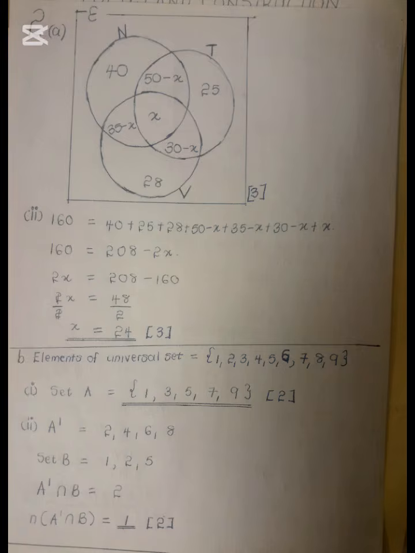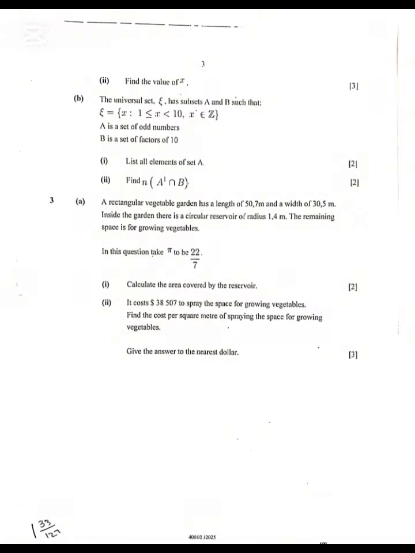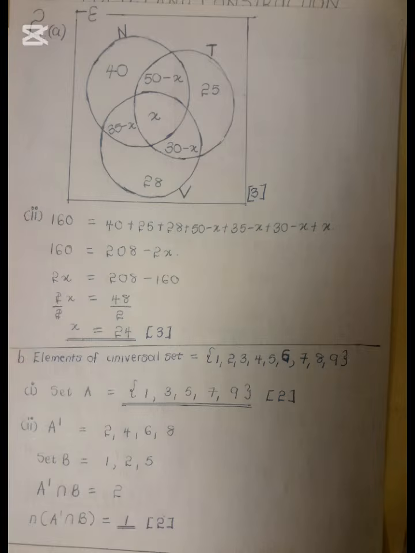And then the next part, we were required to find the value of X. So we are going to say everything sums to 160. All the terms that are in the circles, in the sets, are supposed to sum to 160. So 160 is 40 plus 25 plus 28 plus 50 minus X plus 35 minus X plus 30 minus X plus X. We add the like terms. On the numbers, we get a total of 208. And then on the X, minus X minus X minus X is minus 3X. Minus 3X plus X, we get minus 2X.